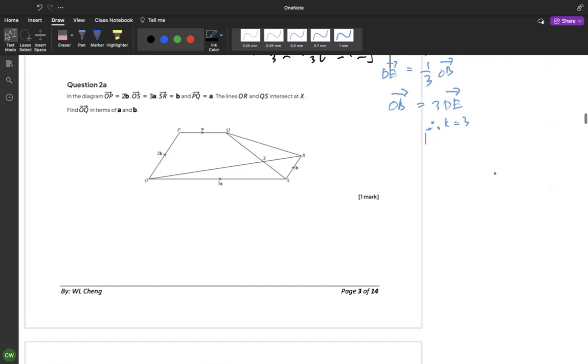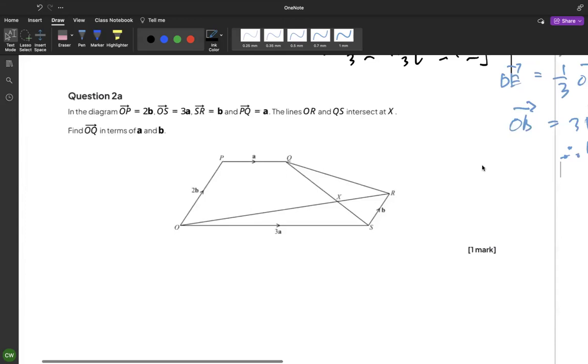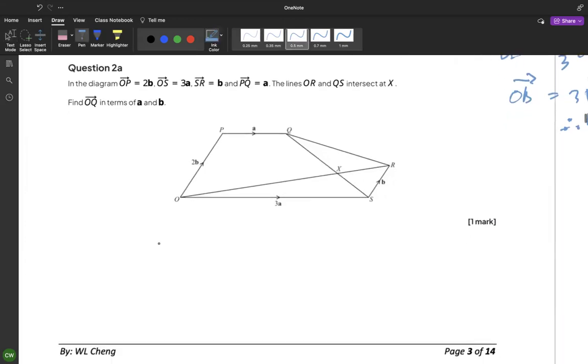OQ is straightforward, right? Because we can see OQ, you need to start from here, and we need to be here. So it's just 2B plus A. You get the same thing? B plus A. Okay.